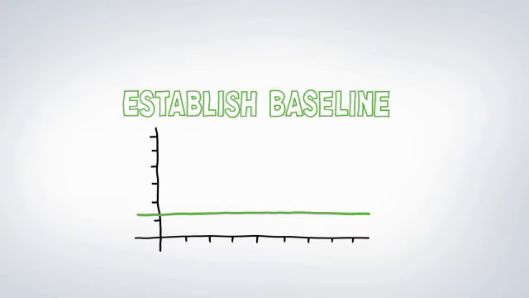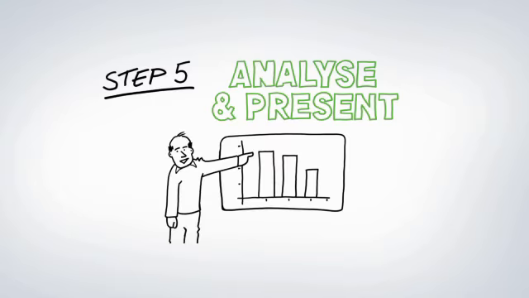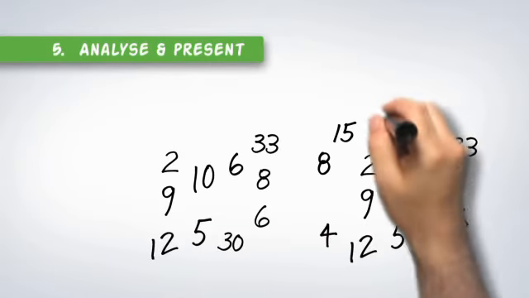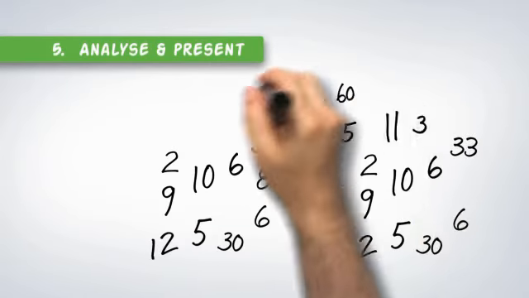Step 5, analyse and present. The way that you present your data has a crucial impact on the way you react to it. So choose your methods carefully. For data about numbers, that is quantitative data, then you'll do that by turning your data into charts. And there are two types of charts that are useful to you here. The first is the Run or SPC chart.